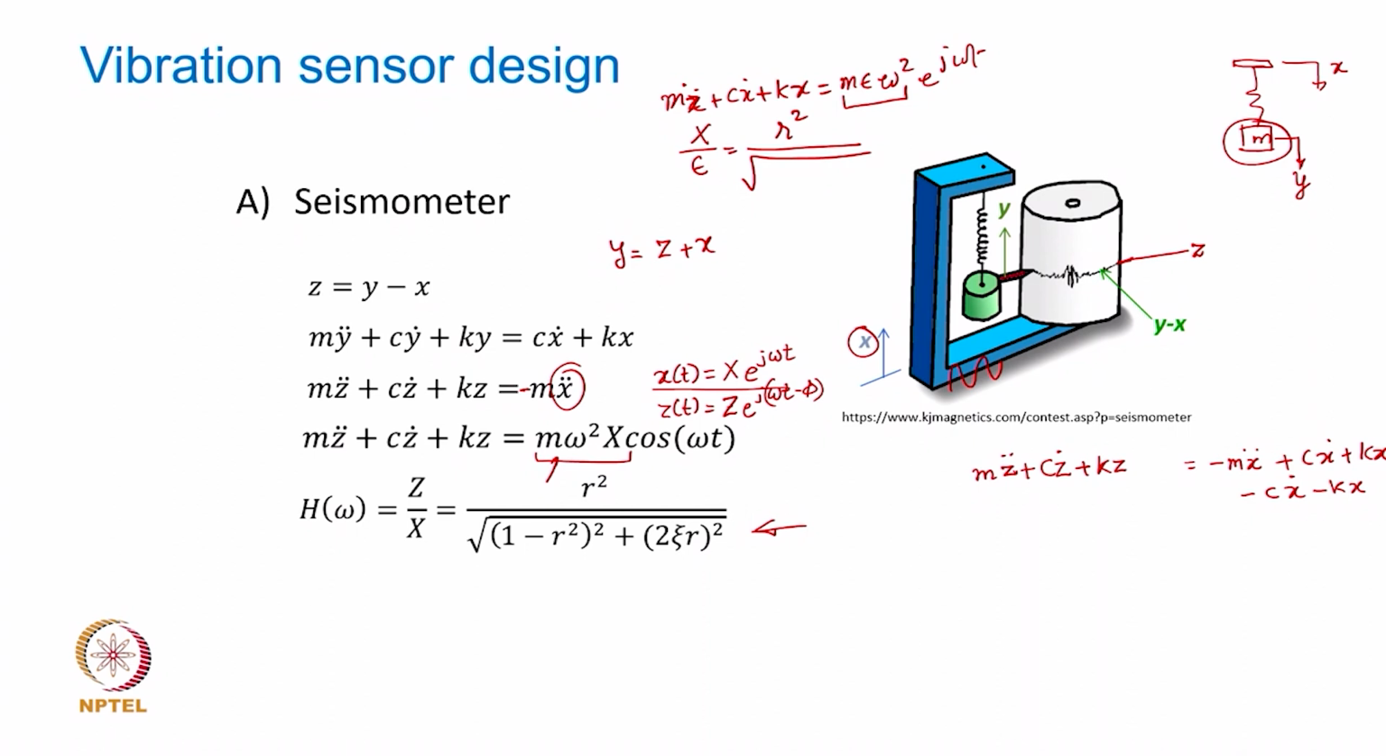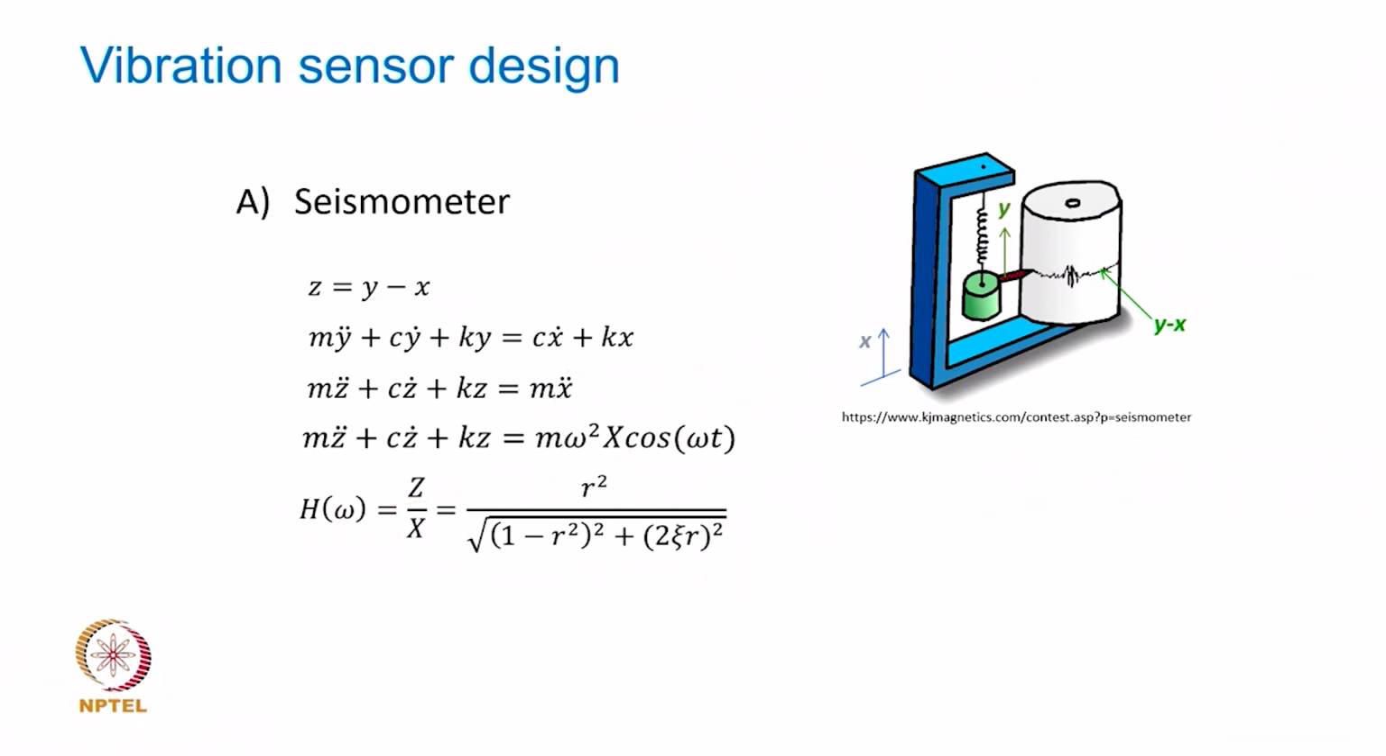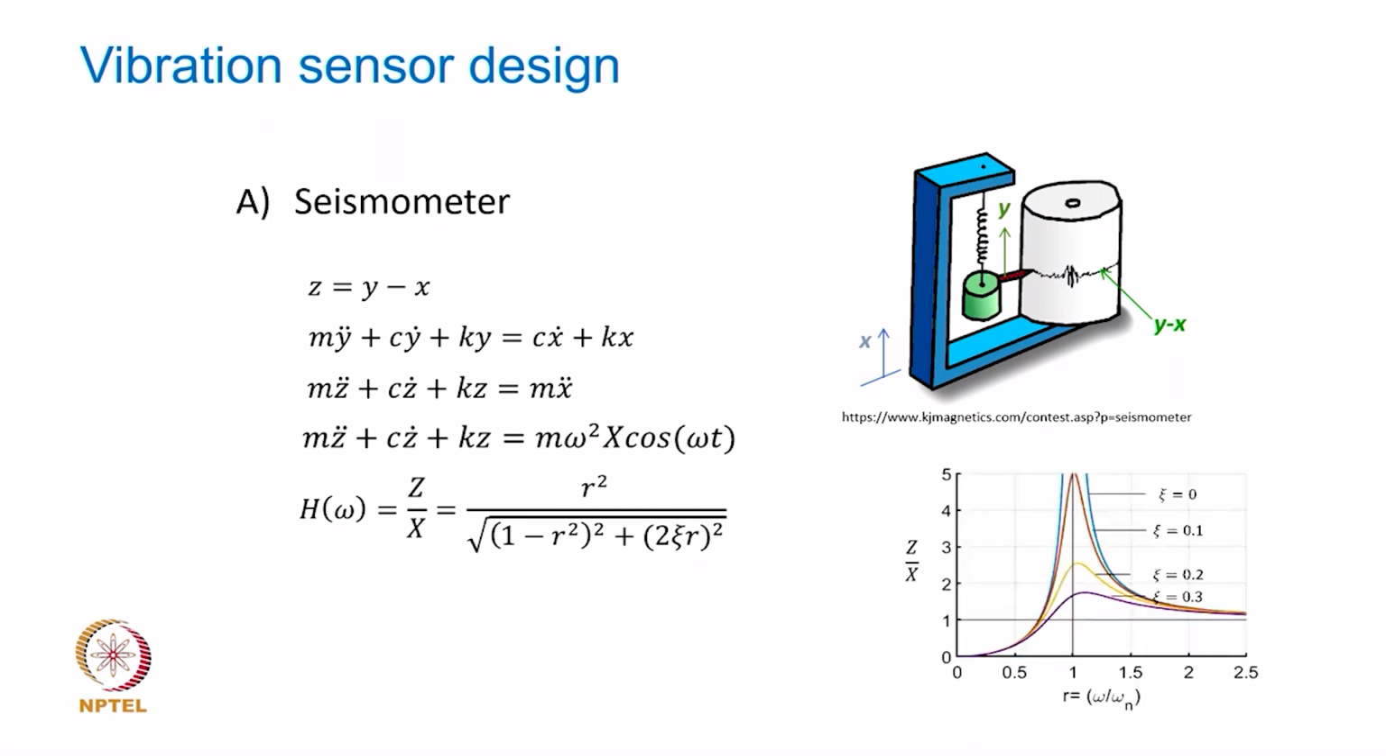So, what we are obtaining here is the amplitude of the relative motion z, which is being traced out on the paper, normalized with respect to the input amplitude capital X. That ratio is given by this expression, quite similar to the rotating unbalanced case. Now, if I plot this expression, we already know how it is going to look. This is the case of the rotating unbalanced case.